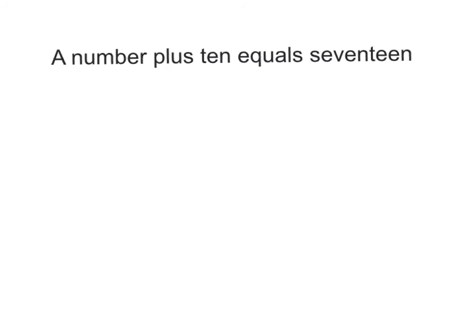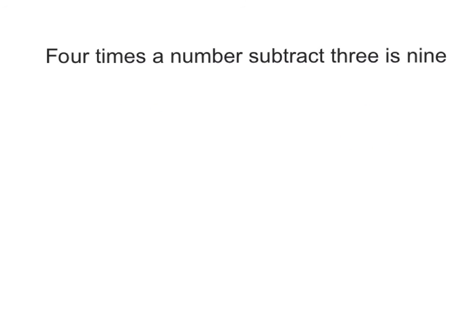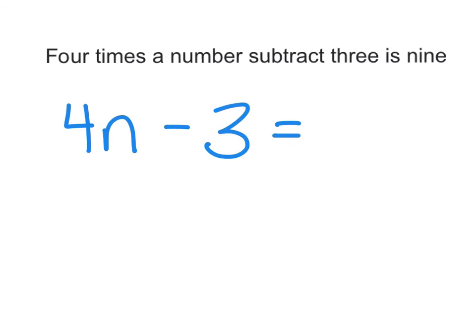We want to make a mathematical equation to represent a number plus 10 equals 17. The word equals tells us that we need to have an equal sign in our equation, and we are not writing an expression. So a number plus 10 equals 17. 4 times a number subtract 3 is 9. This part tells us that 4 times a number subtract 3 is equal to 9, so that tells us that we also have an equation here. 4 times a number subtract 3 is equal to 9.